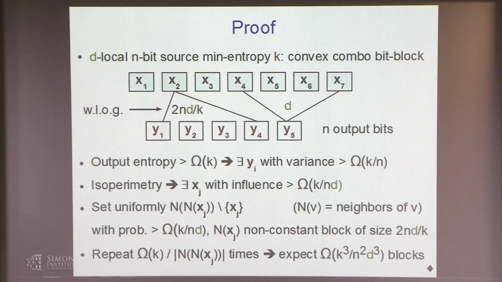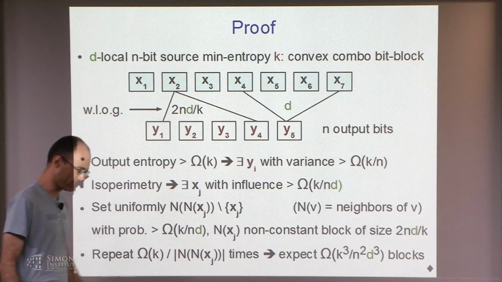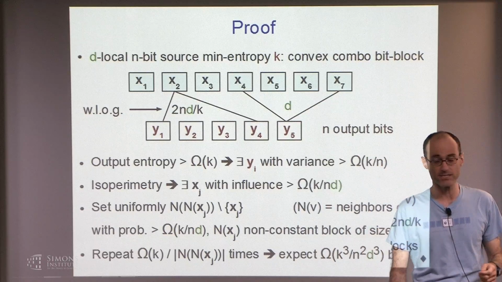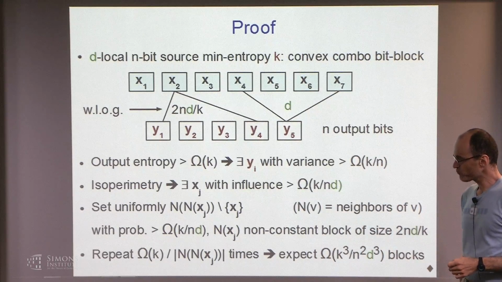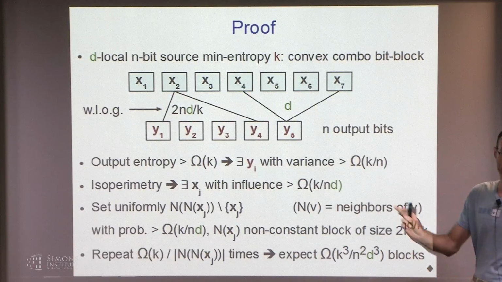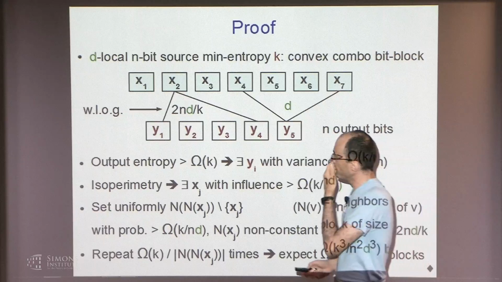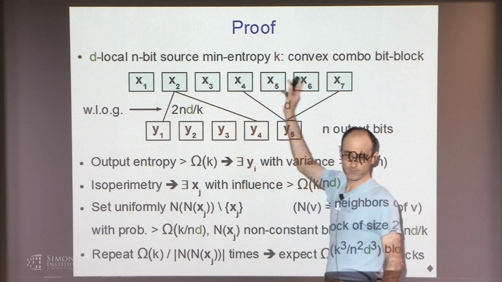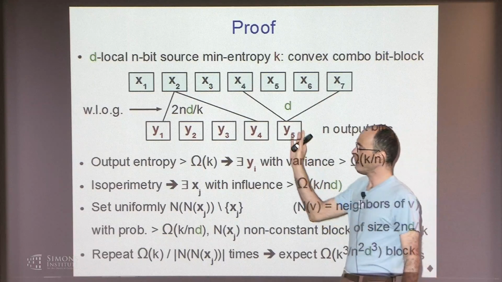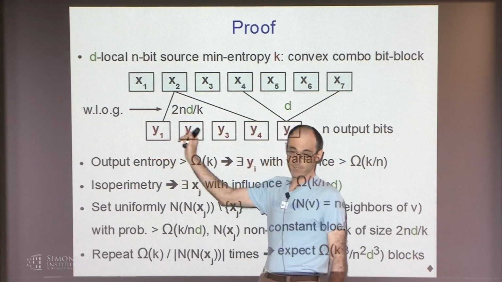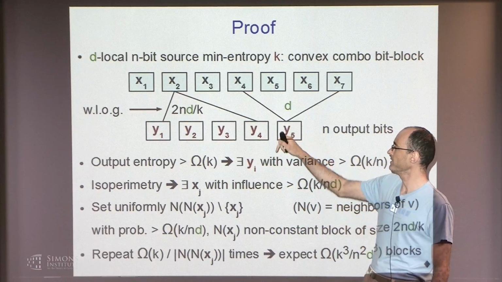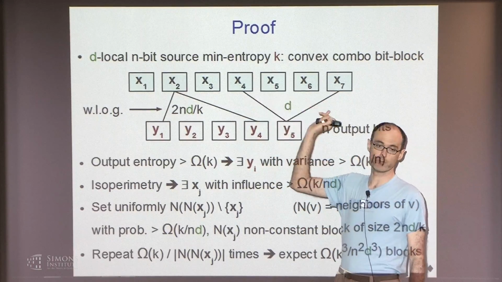I have this one slide with the proof, and I just want to spend a couple of minutes on this, also because I want to ask you a question. So just take a deep breath and go through it. So what am I doing? Here are some uniform bits, x1 through xm. I have my output distribution. It has n bits, and this thing is d-local, which means that each output bit here just depends on d input bits.